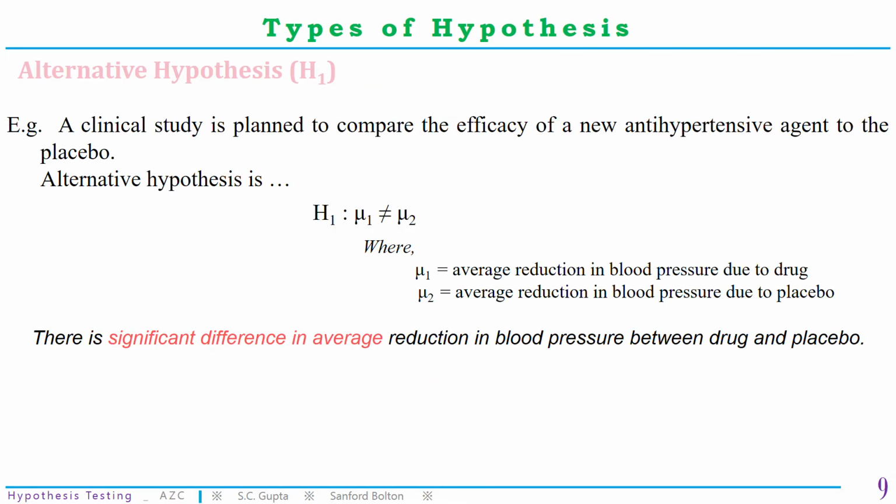Same example: a clinical study is planned to compare the efficacy of a new antihypertensive agent to the placebo. Alternative hypothesis is H1: mu1 is not equal to mu2. Wording statement is there is significant difference in average reduction in blood pressure between drug and placebo.